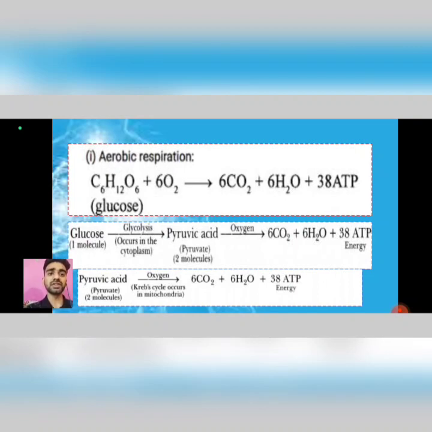First of all, glucose is converted into pyruvic acid, and this process is known as glycolysis, and this occurs in the cytoplasm. In the next step, when the pyruvic acid is converted into CO2, water and 38 ATP of energy, this process takes place in the mitochondria, where oxygen is supplied, oxygen is required, and this process is known as the oxidation process, where a sufficient amount of energy, that is 38 ATP molecules, is released, right?